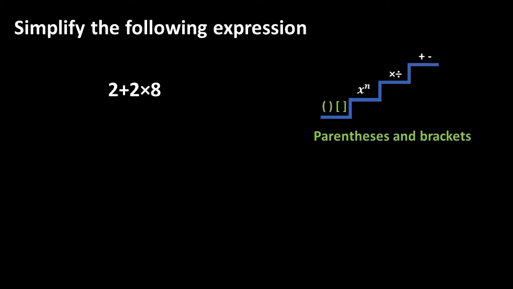And at this point, we shouldn't have any parentheses because we have already dealt with them in the first step. And we don't have any exponents here. Multiplying 2 times 8 is 16. And finally, 16 plus 2 is 18.